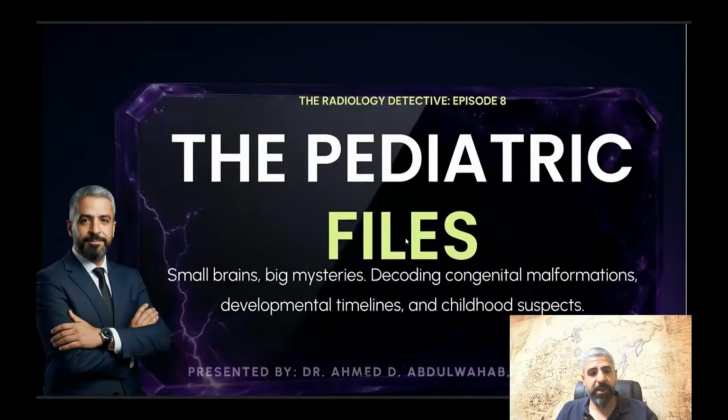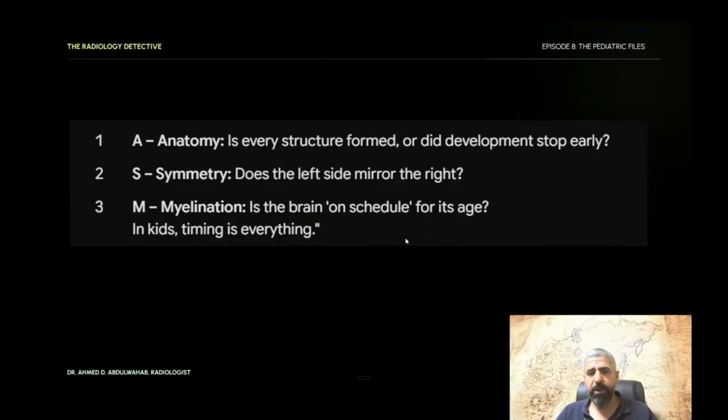Let's start hunting. First of all, before we open the first file, you need the pediatric roadmap. I call it the ASM protocol. Rule for kids. A is anatomy. Is it fully formed? S is for symmetry. Does the left side mirror the right side, or is there any difference? And M is for myelination. Is the brain on schedule for its age? If you don't know the schedule, you'll miss the crime.